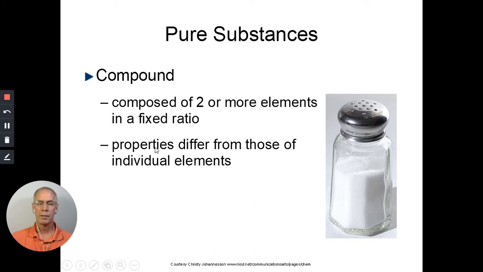The properties of the compound are different from the elements that make it up. Table salt is made from sodium metal and chlorine gas. Sodium metal will explode in water, and chlorine gas will kill you if you inhale it. Yet when you put the two together, it's mighty tasty on those French fries. And if you cook without salt, your food probably doesn't have that much flavor. So compounds have different properties from the elements that they're made from.